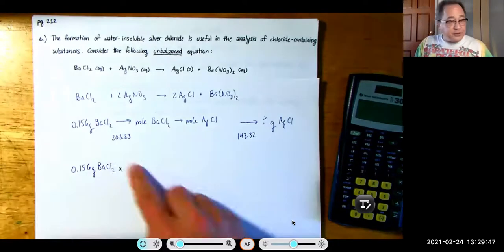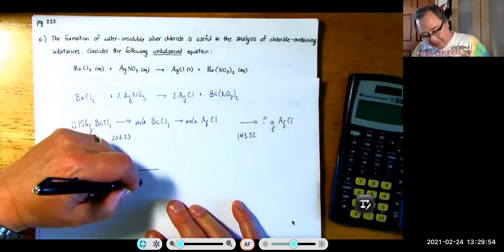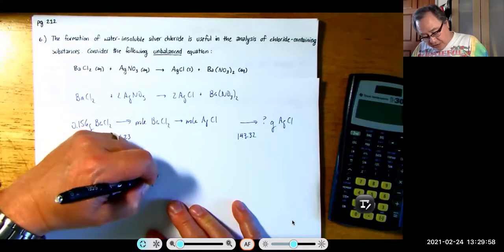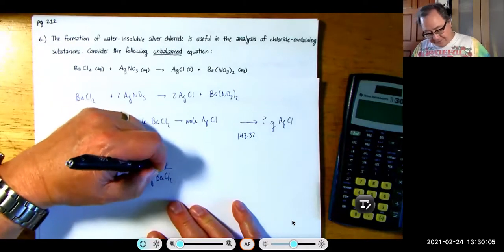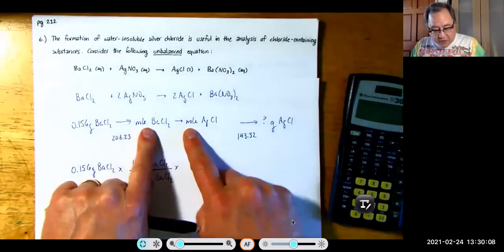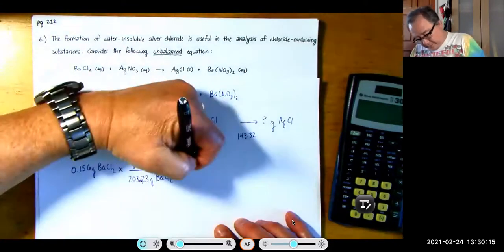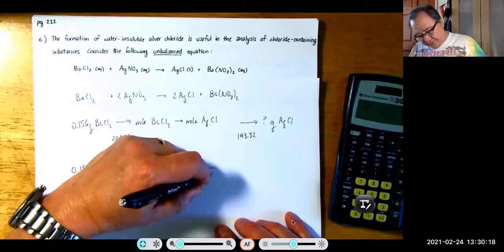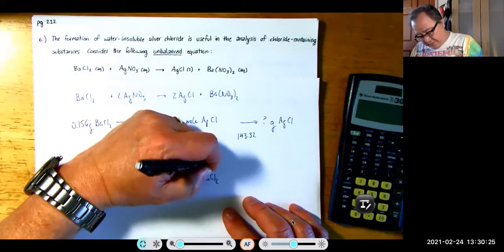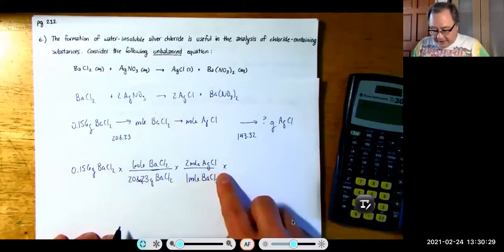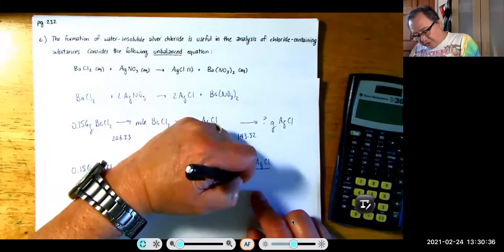So my first conversion, I'm going to use this 208. That's going to go on the bottom because that's 208.23 grams of barium chloride to 1 mole of barium chloride. And then next, we got to go from moles of barium chloride to moles of silver chloride. And it looks like I have 1 mole of barium chloride and I have 2 moles of silver chloride. And then we have, finally, 143.32 grams of silver chloride to 1 mole of silver chloride.